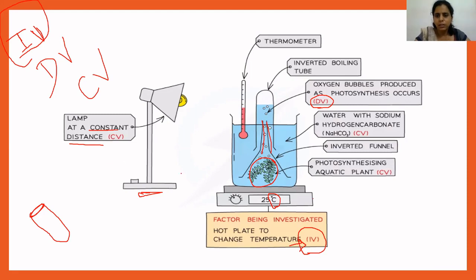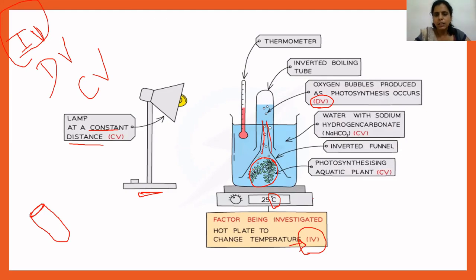And then this photosynthesizing aquatic plant is also a controlled variable. That means when you are taking a reading at 25 degrees Celsius, the type of plant which you have used here, the same type of plant or a similar number of plants, you have to use while taking readings at 30, 35, 40, 45, 50 degrees Celsius also. You cannot change that. So this is your control variable.